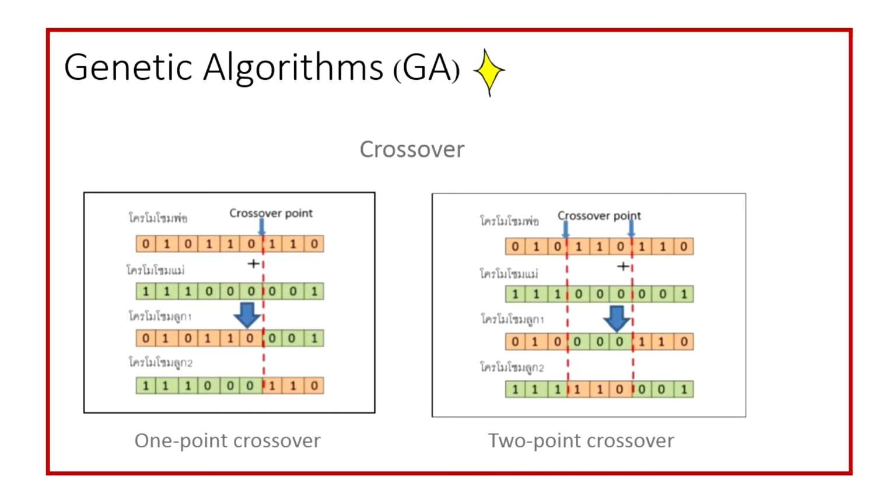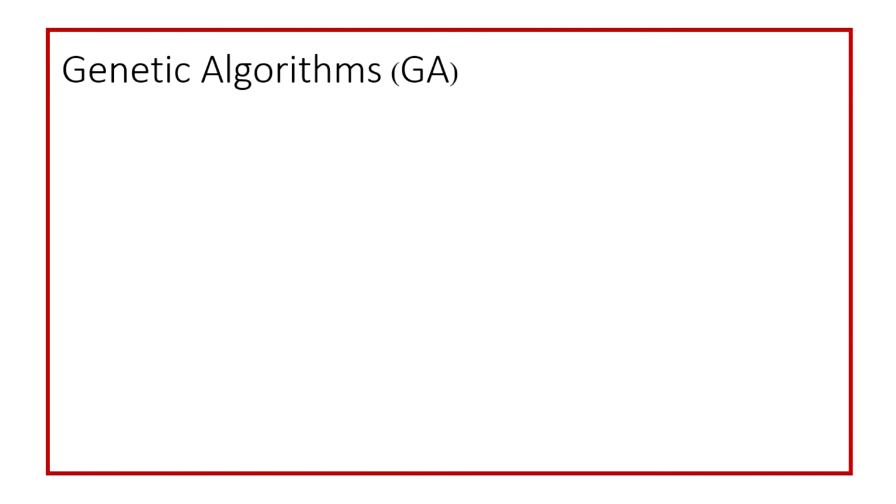Next is 2-point crossover. This will land on 2 crossover points. The 2 offspring chromosomes will cross over the chromosome between 2 points from a pair of parent chromosomes, as in the picture. Next is the mutation method.